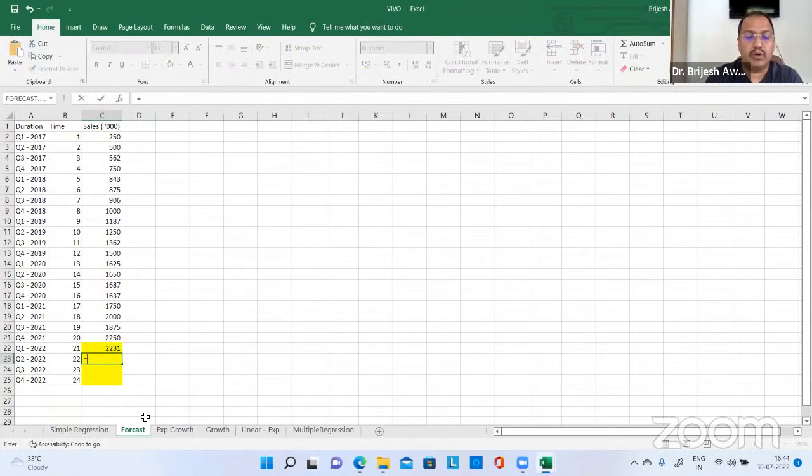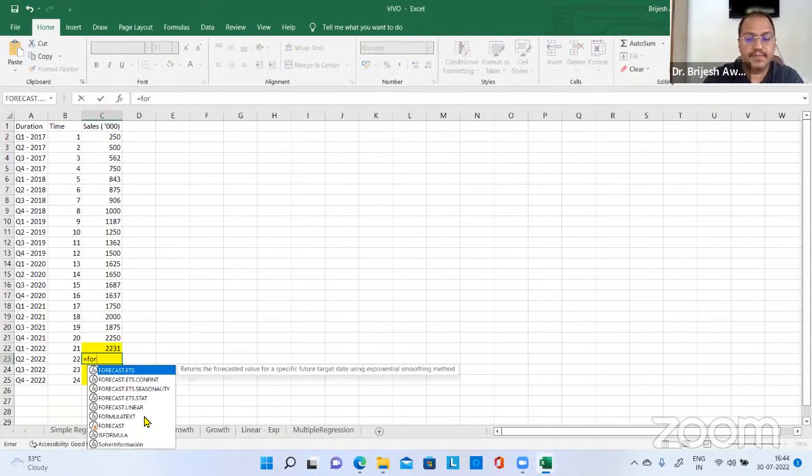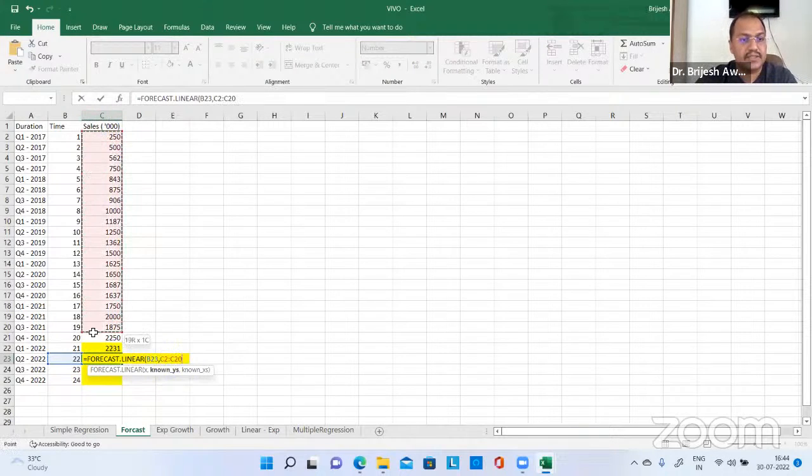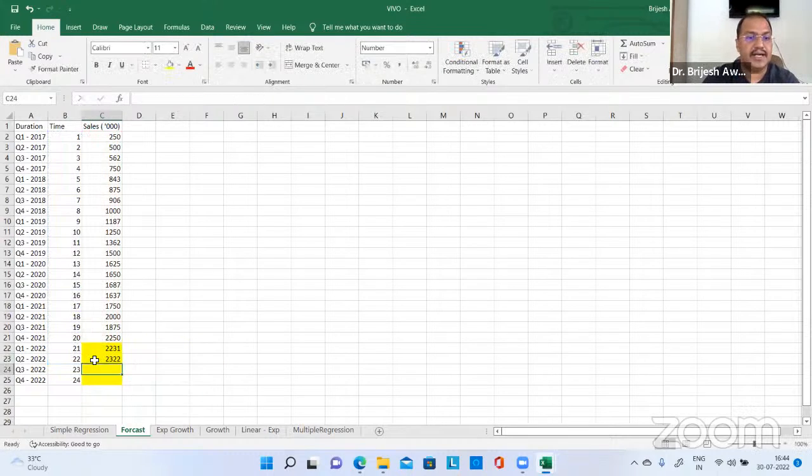Similarly, if I want to calculate it for Q2 of 2022, I will use the same function, that is equals to FORECAST.LINEAR. I'm talking about 22. Then known Y series, this is my Y series, comma, known X series, this is my X series, and just enter, you will get it. Similarly, you can calculate it for 23, that is quarter 3 of 2022, as well as quarter 4 of 2022.